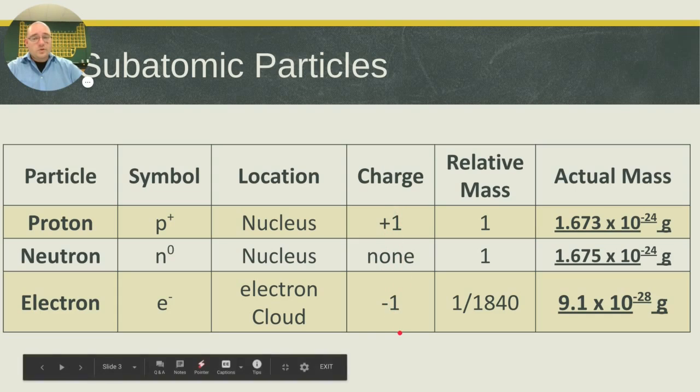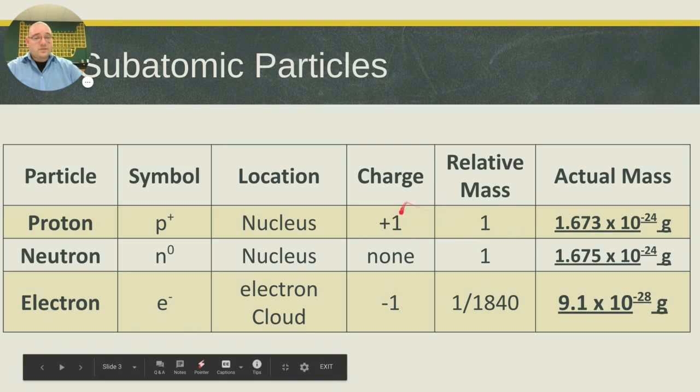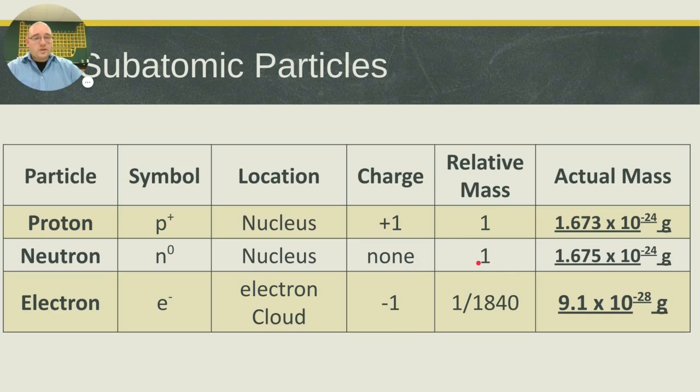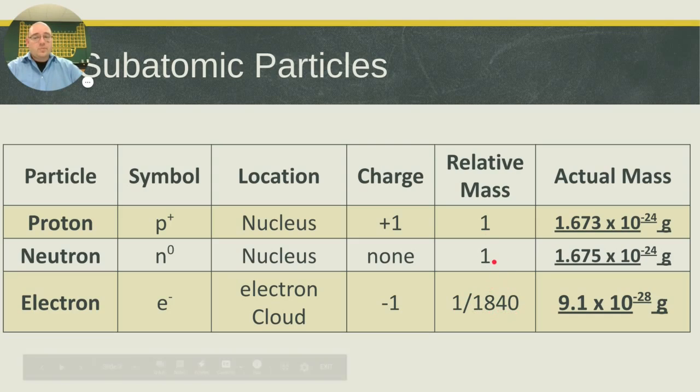So 1 proton and 1 electron will cancel each other out as far as their charge goes, which is really interesting considering the masses. Even though a proton is 1840 times larger than an electron in mass, their charge is the same magnitude, the same size, just one's positive, one's negative. So that's why we say the relative mass is 1 and the relative mass is 1 for a proton and neutron. We say relative mass because they're so close to the same in their mass that we just say it's 1. We call that the atomic mass unit, or AMUs. The relative mass is 1. The electron has a mass of 1 times 1 over 1840. So it's actually 1840 times smaller than a proton.